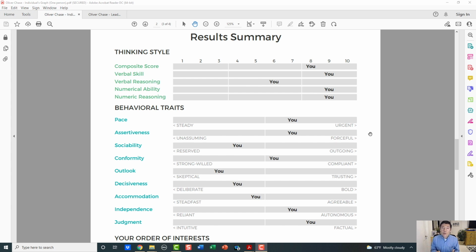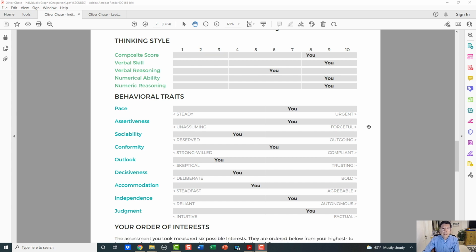You can see assertiveness here, sociability. Leaders usually aren't super sociable, but they're also not super reserved. They tend to fall somewhere along the middle. Conformity, leaders tend to be strong-willed. Outlook, leaders tend to be around the middle again there, somewhat trusting but also somewhat skeptical.